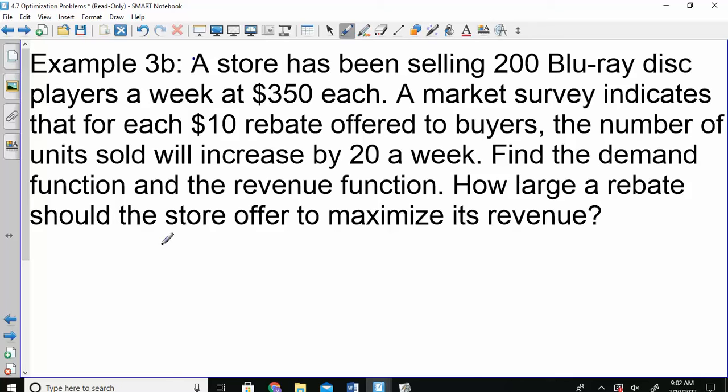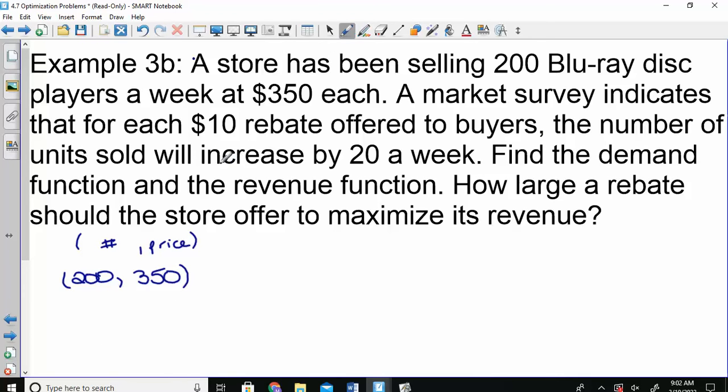Okay. So to get an equation, if we're trying to write the equation of a line, we need some points. Since I want an equation for price, that means the y needs to be my price. So my x would have to be the number of Blu-ray players that we sell. Do we have any input-output pairs in here? Right. When the number is 200, the price is $350.